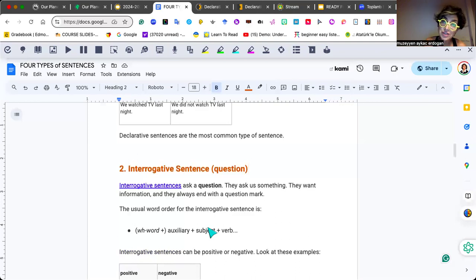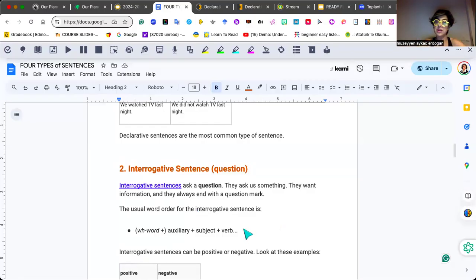We ask these questions to require some information. In the declarative sentence, we directly give the information in a sentence. However, in this kind of sentence, we ask question to get the answer, which we also call as information. Yani we ask question to get information. Okay, and this kind of sentence always end up with a question mark.